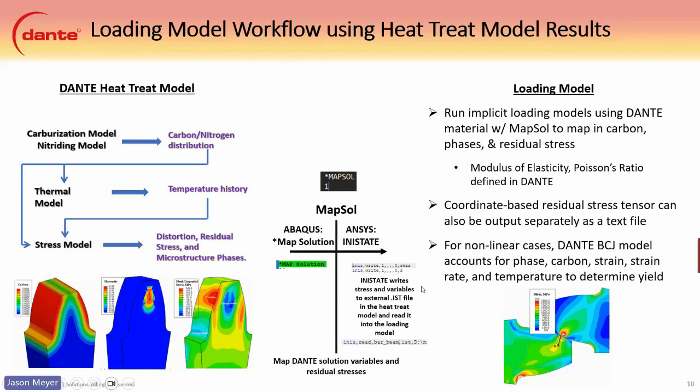What this does is it writes out an external IST file, and all the heat treatment modeling results are included in that. And then when you read that into the loading model, it brings in all the stress and loading for that. For the loading model, you can do it several different ways. You could run the implicit loading models using Dante material with map sol, and that will map in your carbon, your phases, and your residual stress. It'll have all the mechanical properties that are built in with Dante, including your modulus of elasticity and Poisson's ratio.